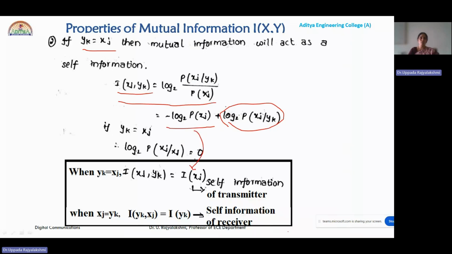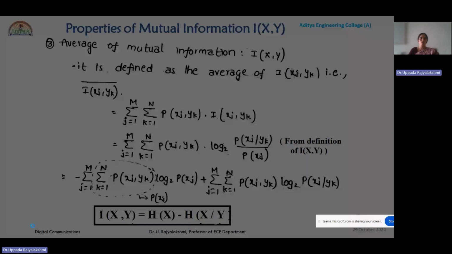That is the self-information of the transmitter. Similarly, if you consider I of yk comma xj, and if you replace xj as yk, then you will get the self-information of the receiver. So whenever yk is equal to xj, mutual information acts as a self-information. This is the second property of mutual information.